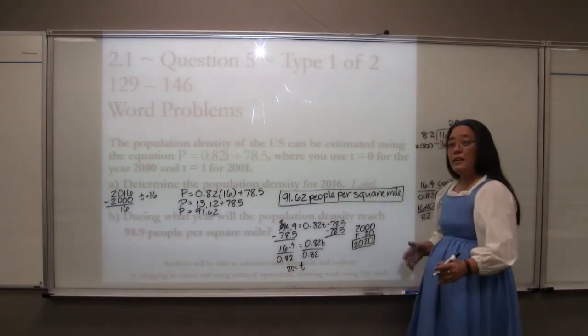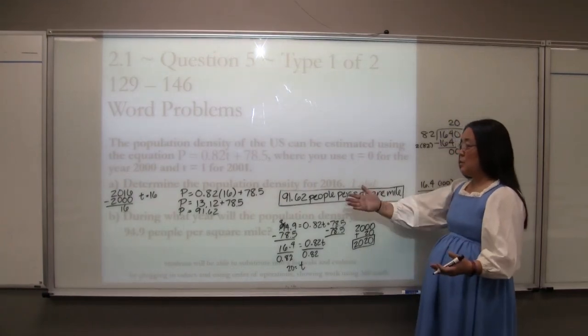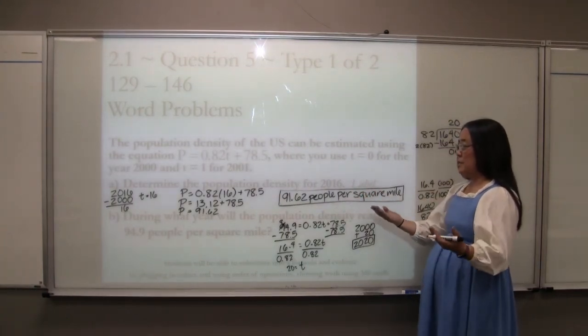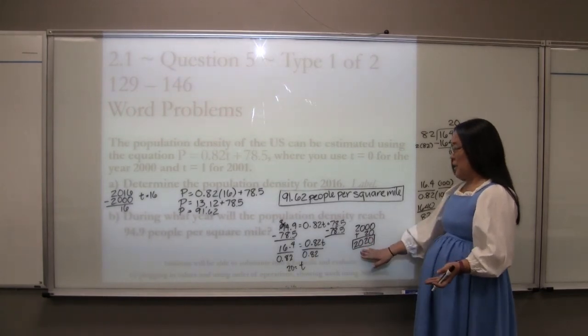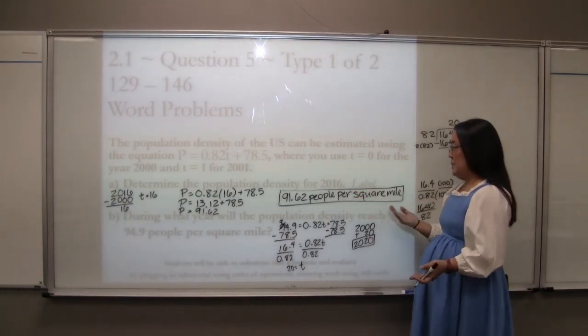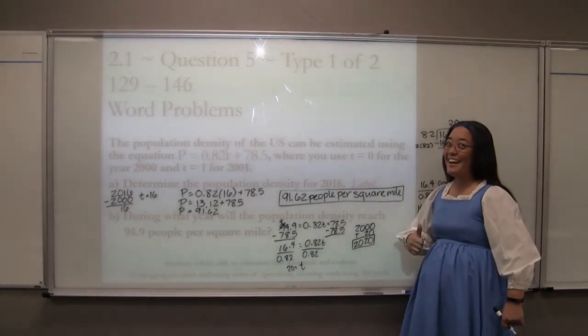Ta-da! If you want to use the prompt to write a sentence, during what year will the population density reach 94.9 people per square mile? In the year 2020, the population density will reach 94.9 people per square mile, period.